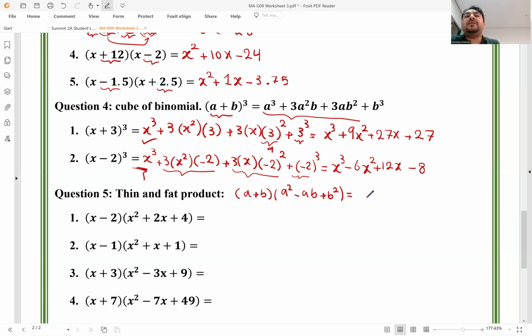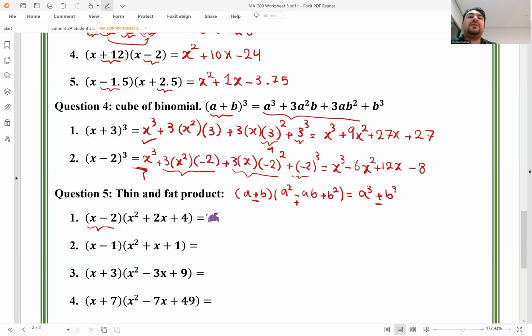If we multiply and simplify, what we get is a cubed plus b cubed. And if between a and b here is negative, therefore the second bracket will be positive, and the result comes with negative. So always the result has the sign of the thin part of the product. So the thin part of the first question is given, x minus 2. The fat part based on the thin part is made. We're not worried about that because the question says it's a thin and fat product.